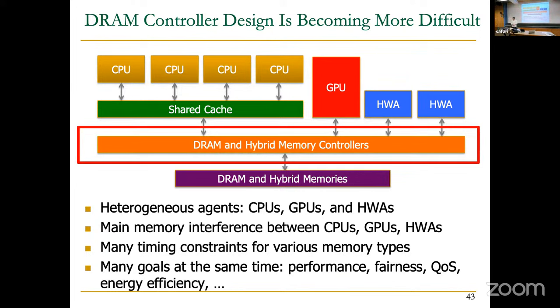Okay, so we've seen why DRAM controllers might be difficult, but it's going to be more difficult as we keep adding more components to our systems. We have CPUs, GPUs, hardware accelerators, network devices attached to our systems today, and they share the same memory essentially. And there's more and more interference generated between those components and the memory system. And we have to satisfy more and more timing parameters for new memory types, especially if we have multiple memory types in the same system. And then we also have to satisfy many goals at the same time: performance, fairness, quality of service, energy efficiency, and possibly other things. There's design complexity also. You don't want to have a lot of logic spent on just controlling memory, right?